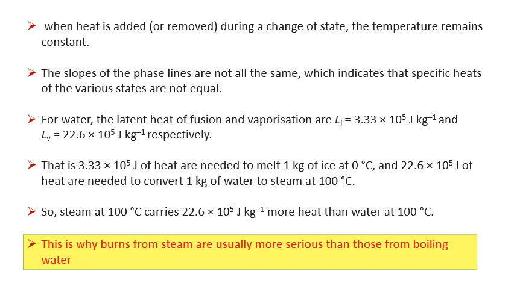So steam at 100 degrees Celsius carries 22.6 into 10 raised to power 5 joule per kilogram more heat than water at 100 degrees Celsius. And that's why burns from steam are usually more serious than that from the boiling water.